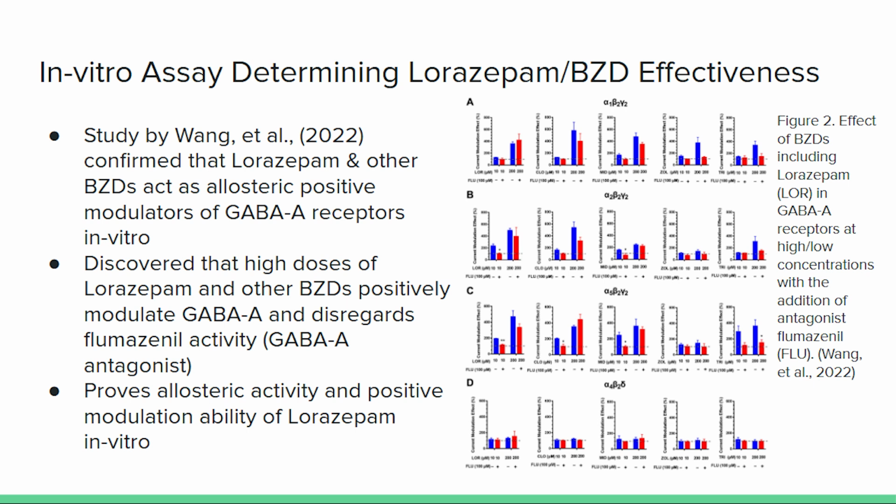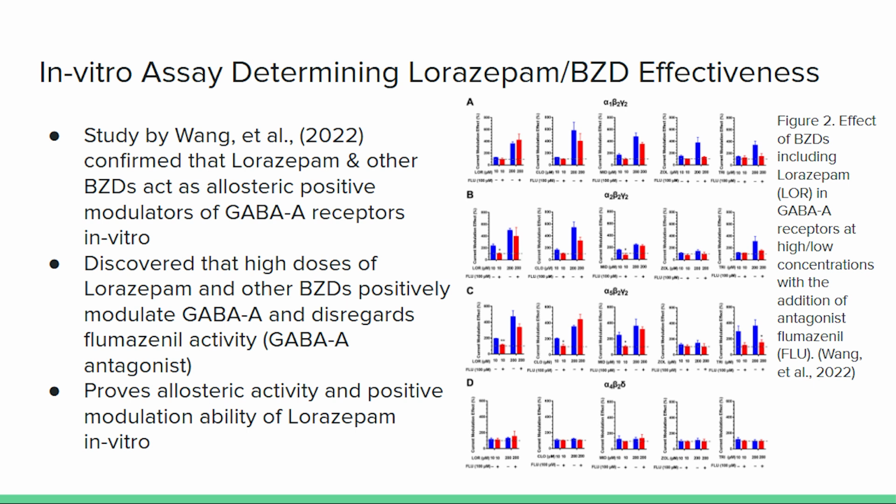A study performed by Wang et al. in 2022 performed an assay in vitro to prove the effectiveness of lorazepam as well as other BZDs as positive allosteric modulators of GABA A. Basically, what they did in the in vitro test was that they tested cells with GABA A receptors by first adding BZDs such as lorazepam and then observing the electrical signals in those cells to determine the calming effect that the BZDs had on the cell, as well as the percent modulation effect, which was just another way to call the calming effect that was measured in the cells.